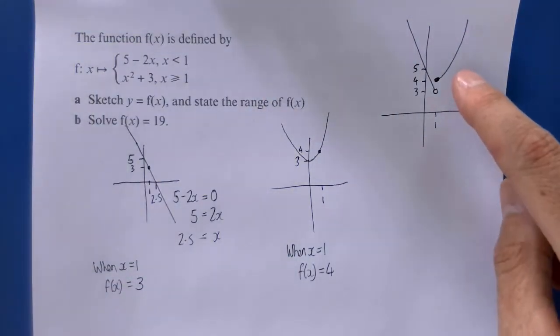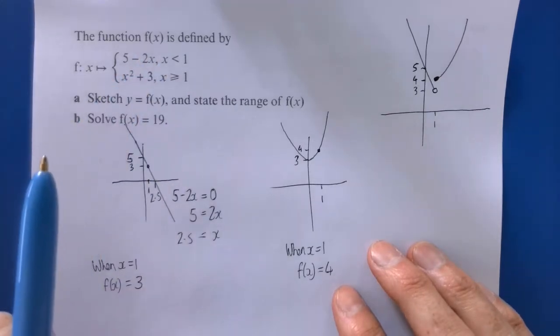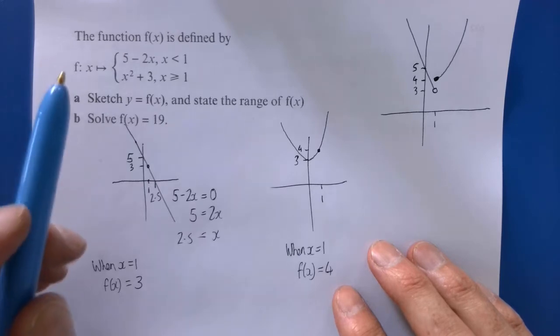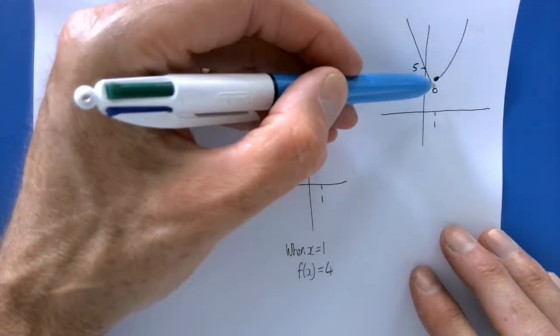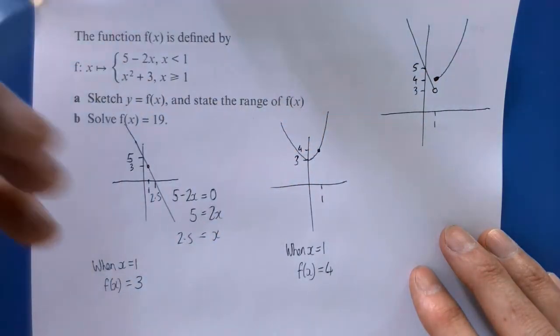So this is this rather weird function defined by this. And we're then asked to state the range, so that's the y values. So this function will have y values which are always greater than 3.